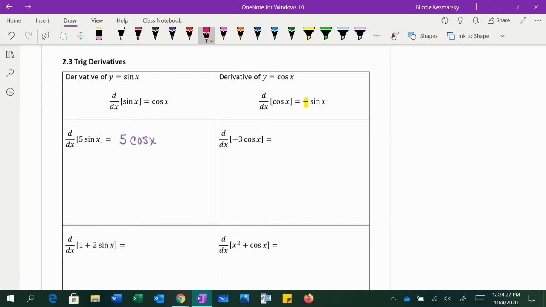Then I'm going to take the derivative with respect to x of negative 3 cosine, which means I'm going to have negative 3 stick around. The derivative of cosine is negative sine. And the two negatives churn out a positive 3 sine of x.